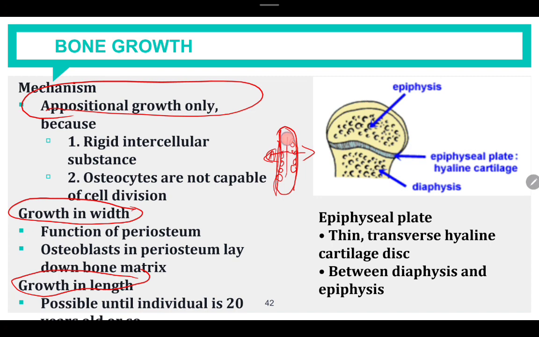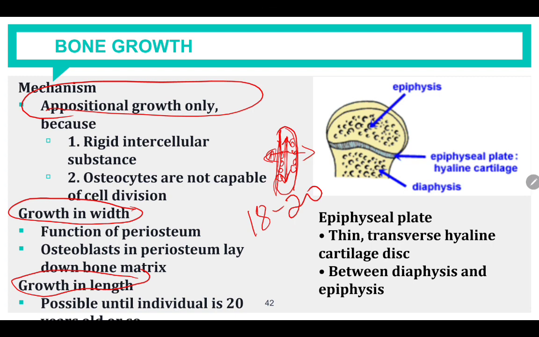Ang responsible naman sa ating growth in length, yan yung pagtaas, no? These are also one mechanism of your bone growth, no? Yung growth in length. And gaya na sinabi ko guys, yung paglaki ng mga buto natin is up until 18 to 20 years old. Okay?